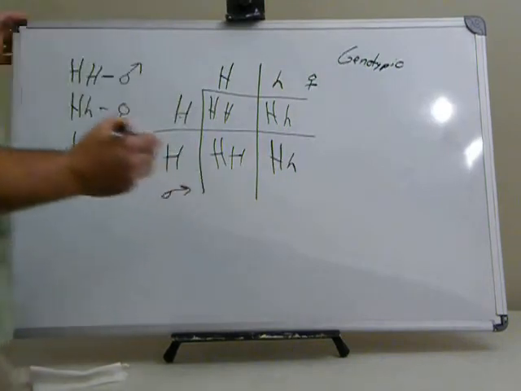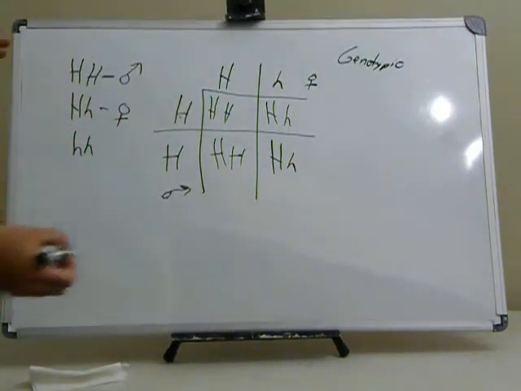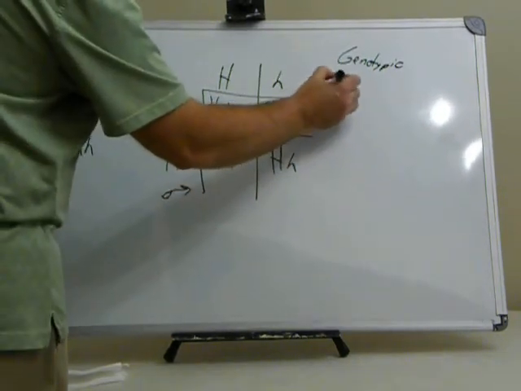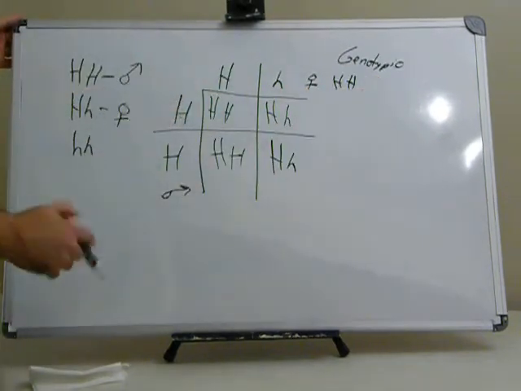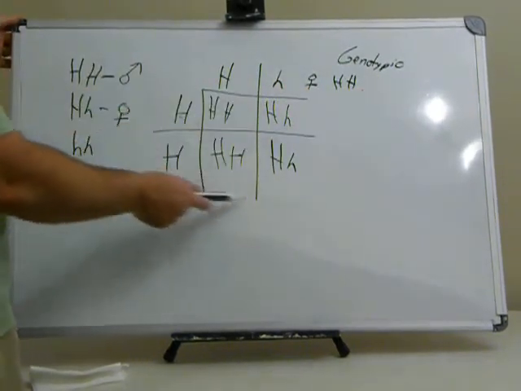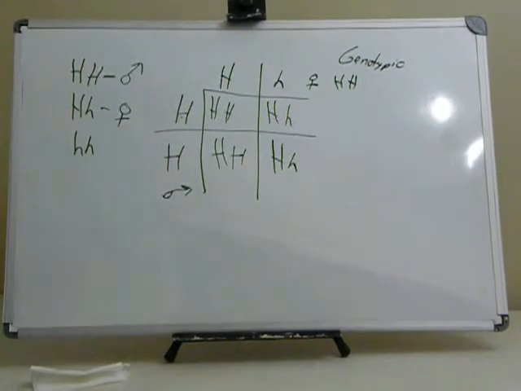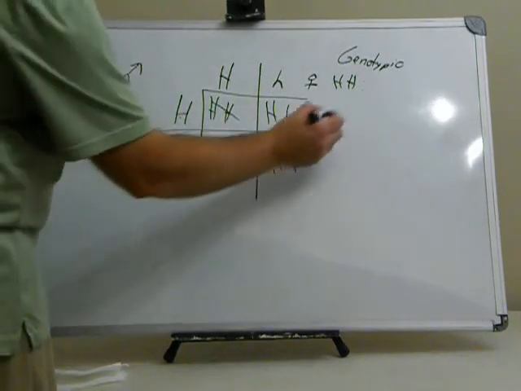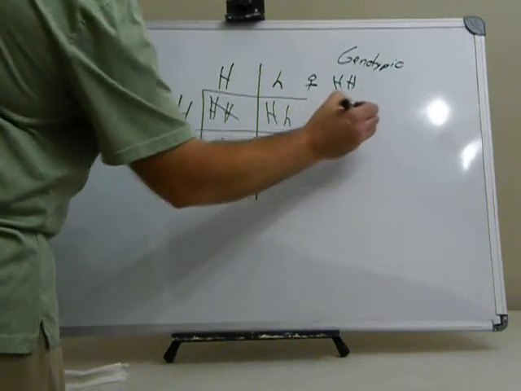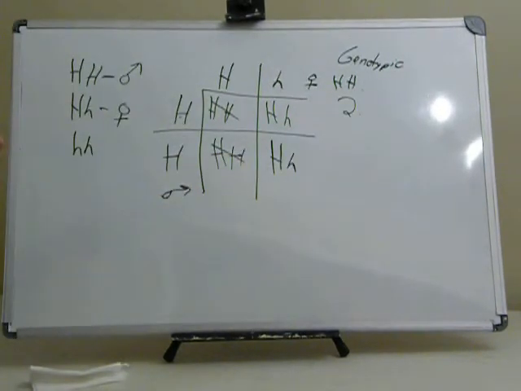The genotypic ratio has 3 numbers in it, and the first number is the number of homozygous dominant children that were in your Punnett square. So how many homozygous dominant children do we have here? How many big H children were there? And your answer should be, well, there's 1 and there's 2. So there are 2 homozygous dominant children.